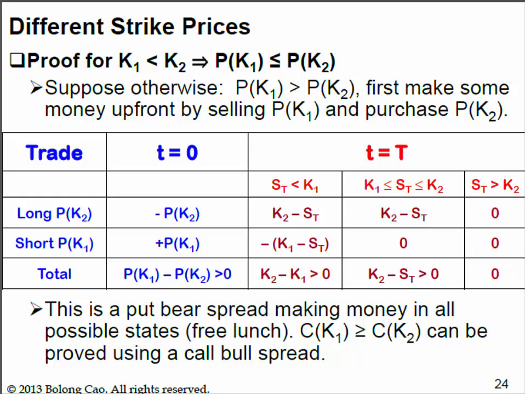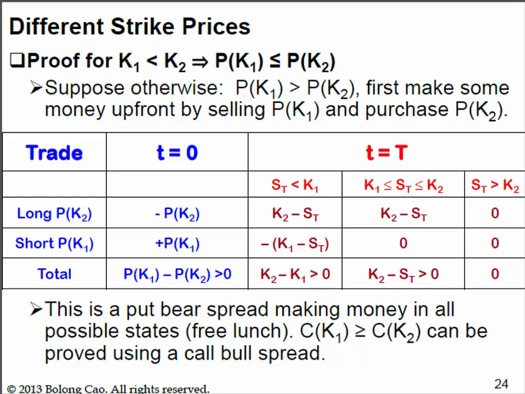And let's look at this strategy. We are buying high, selling low in the put option. Buy high strike, sell low strike. Now this is a put bear spread, and this bear spread is making money in all possible states of the world. It's a free lunch.